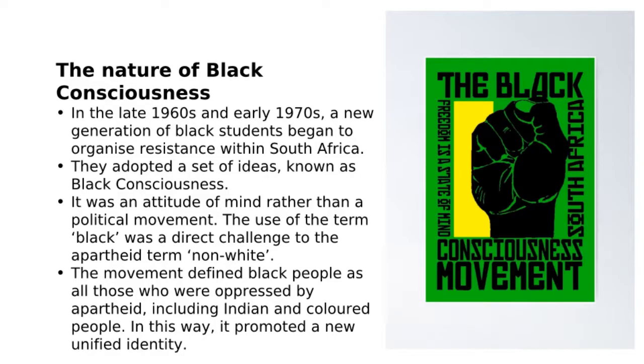These BCM members also chose to use the term black as a direct challenge to the apartheid term of non-white, which was commonly used to refer to people who were not white or of European descent. The BC movement defined black people as all those who were oppressed by apartheid, including Indian and colored people. In this way, it promoted a new unified identity amongst the people who were oppressed by the apartheid regime.